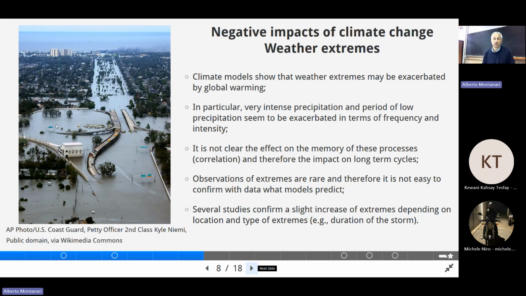And it's not clear, even in the model results, what is the effect on the memory of these processes. Let me be clearer. We observe from many observations that, not only today, extreme weather events tend to occur in clusters. We talk in hydrology about flood-rich periods and drought-rich periods. What is the reason? We don't know, again. But it happens indeed that the climate is subjected to cycles.